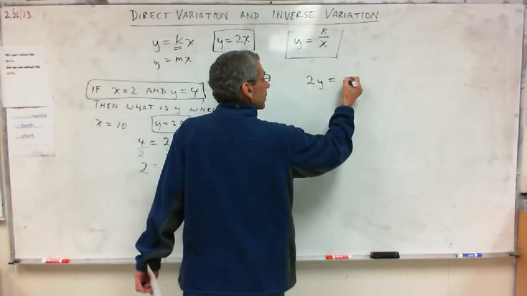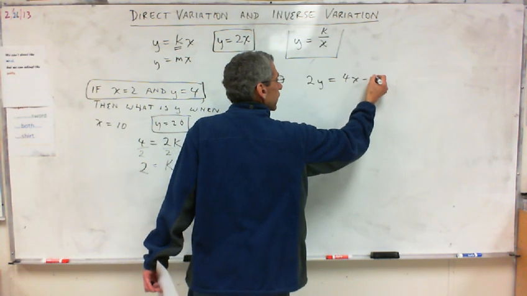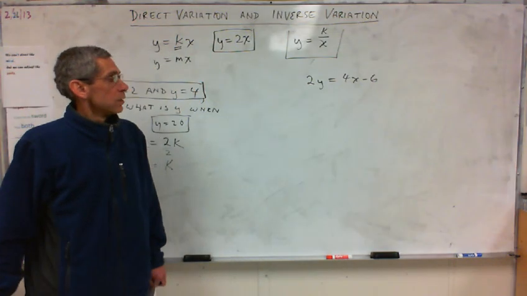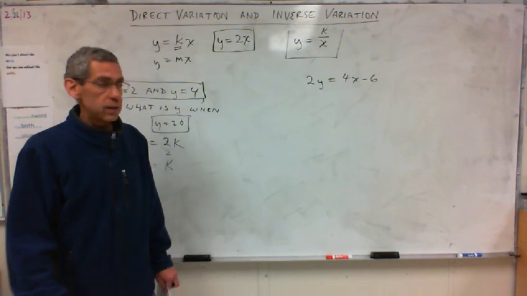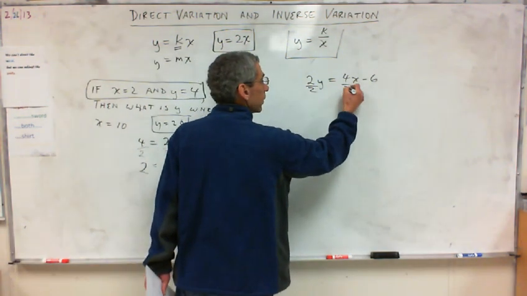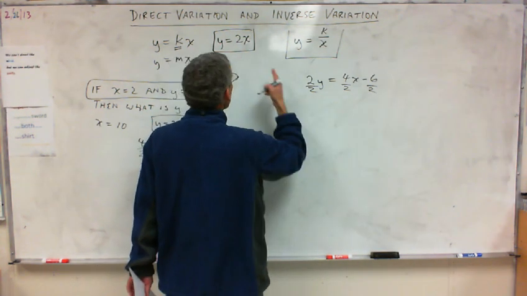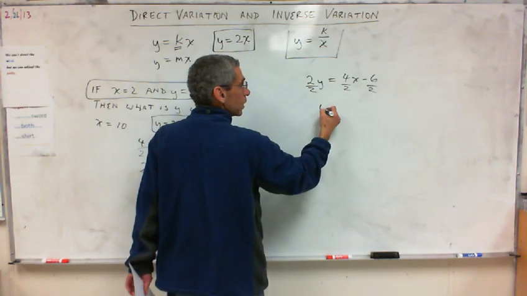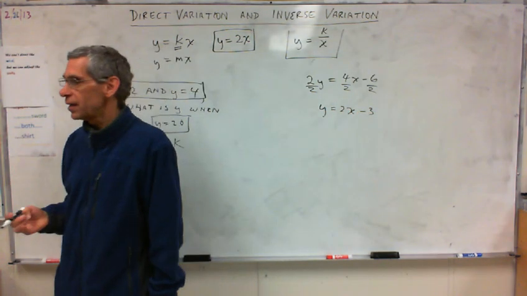2y is equal to 4x minus 6. Well, you don't know because you've got to put it into y equals, right? So we're going to divide by 2, because it's got to say y equals. So we get y is equal to 2x minus 3.